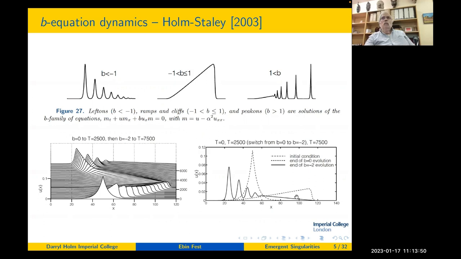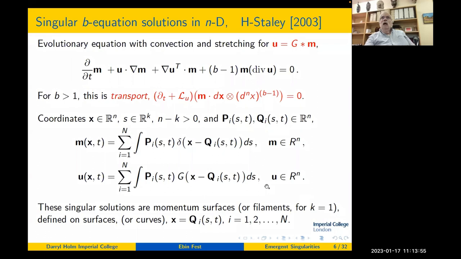Okay, so what about higher dimensions? What about this evolutionary equation of this form for convection and stretching in n dimensions? So now these guys are n-dimensional vectors. And we will get the corresponding B equation, which is a transport equation.